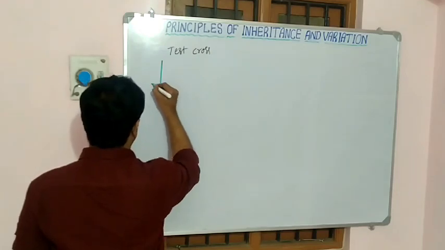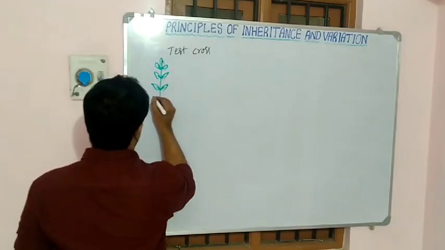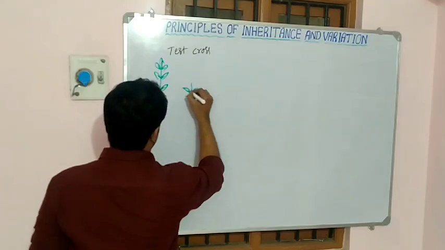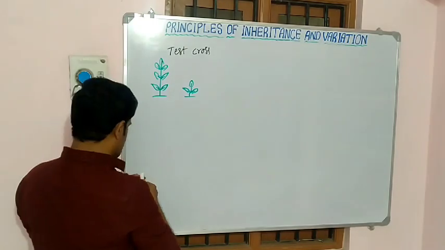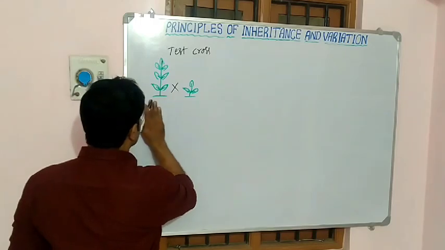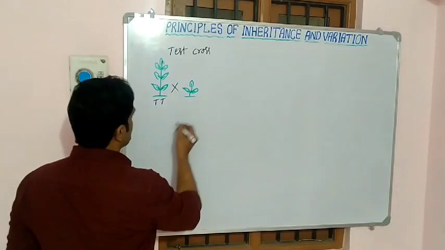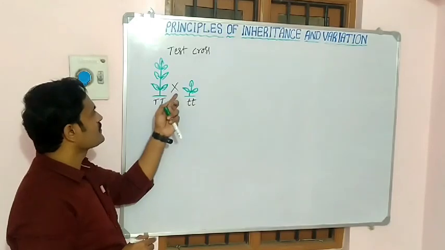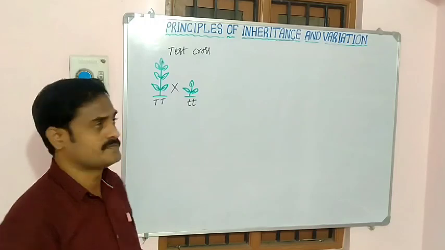One is homozygous tall, and the second one is homozygous dwarf. So, Mendel crossed between these two plants. What kind of genes are present in the homozygous tall? Capital T, capital T. Here small t, small t. So these are the factors present in the homozygous tall plant and homozygous dwarf plant.